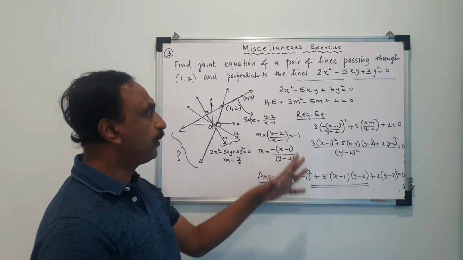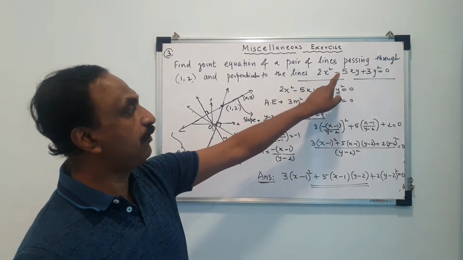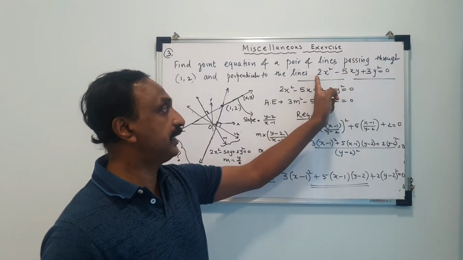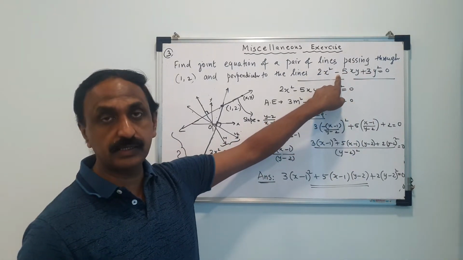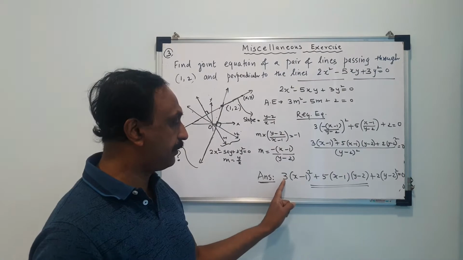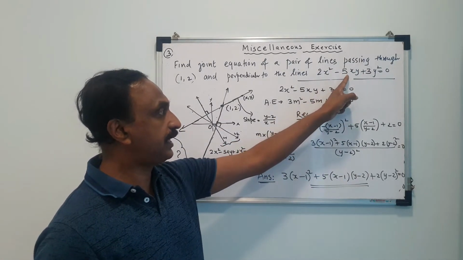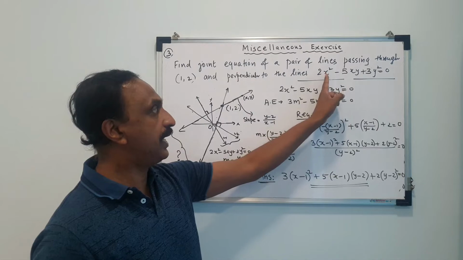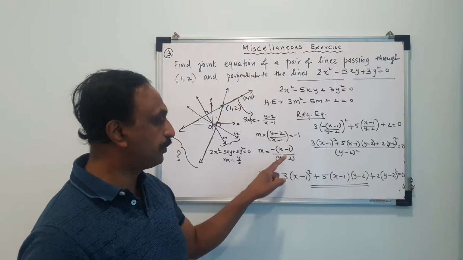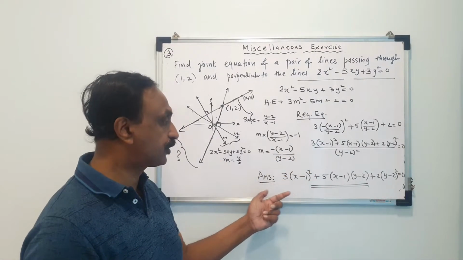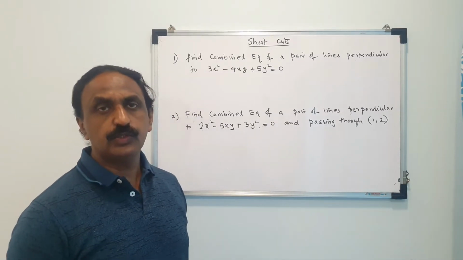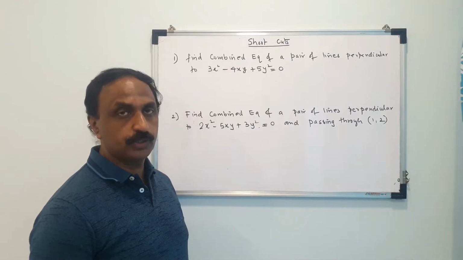If I want to do this problem in one shot, first I'll find out the combined equation of the lines which are perpendicular to this. How do you find that? Interchange the coefficient of x and y and replace minus sign by plus. So the perpendicular equation will be 3 times x square, positive 5 times xy and 2 times y square. Then x will be replaced by x minus 1 and y will be replaced by y minus 2. Directly I can get the answer in the problem. These shortcuts are applied for MCQs, multiple choice questions.